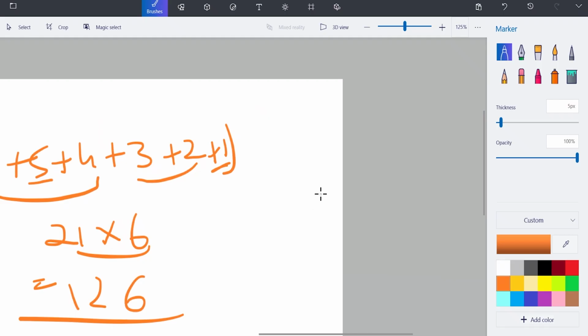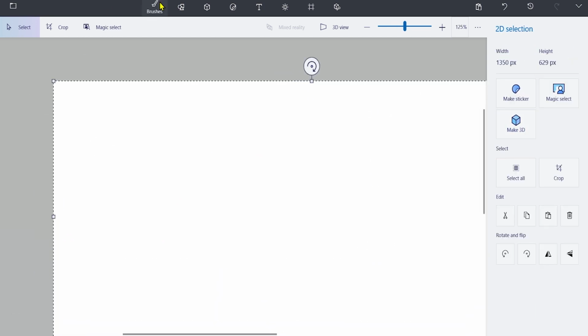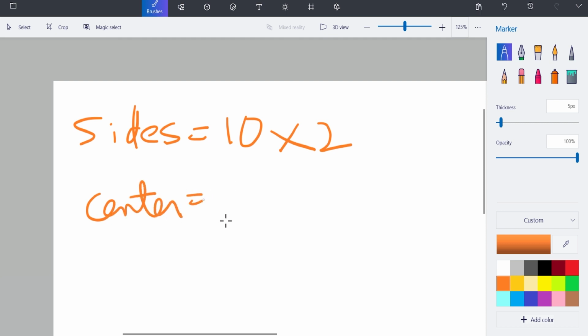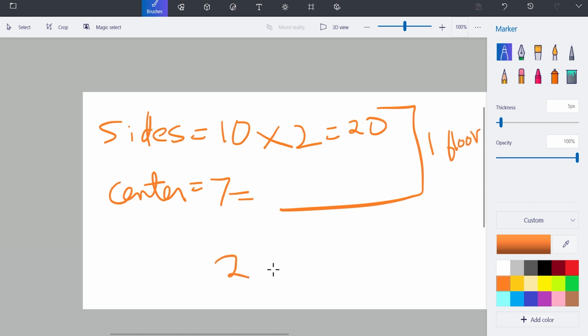So which is what gives us a total of, if I just write it down for those watching the recording in case they don't get it. So the sides are equal to 10 and sides are multiplying by 2 because left side plus the right side, and center is 7. But this is all for one floor. So we have 3 floors, so we have to do 27 into 3, which is equal to 81.